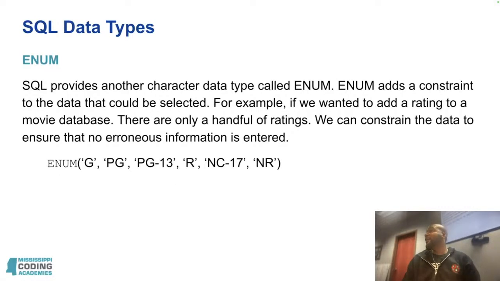SQL provides another character data type called enum. Enum adds a constraint to the data that can be selected. For example, if we wanted to add a rating to a movie database, there are only a handful of ratings, and we can constrain the data to ensure that no erroneous information is entered. And you see here the example. We use enum, and then in parentheses we list out the values.